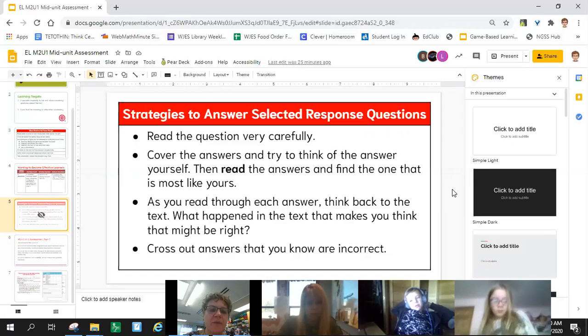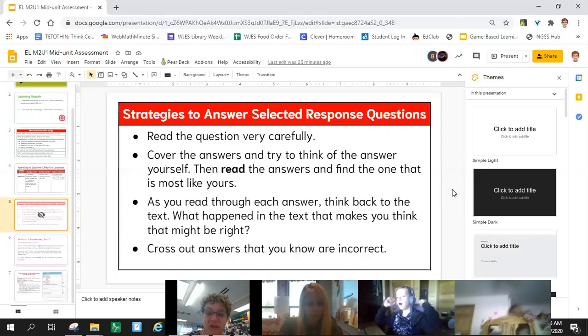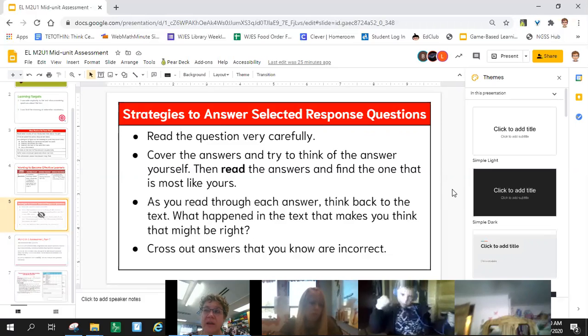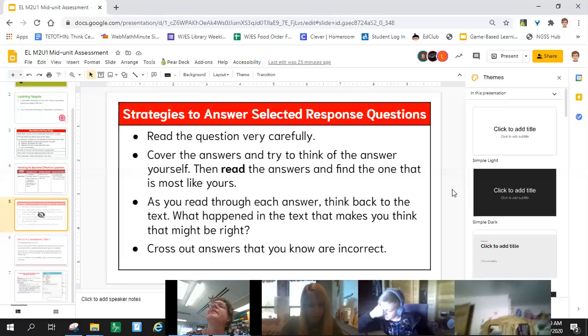So then remember, once you read the question really carefully, cover up the answers and try to think of what the answer might be yourself. Okay? So if there was a question, Mrs. Harrison's glasses are what color? And then you know that there are going to be some choices. You cover up the choices and you go, what color would I say that they were? Oh, I see her face all the time on Zoom, and I think they're kind of blue.